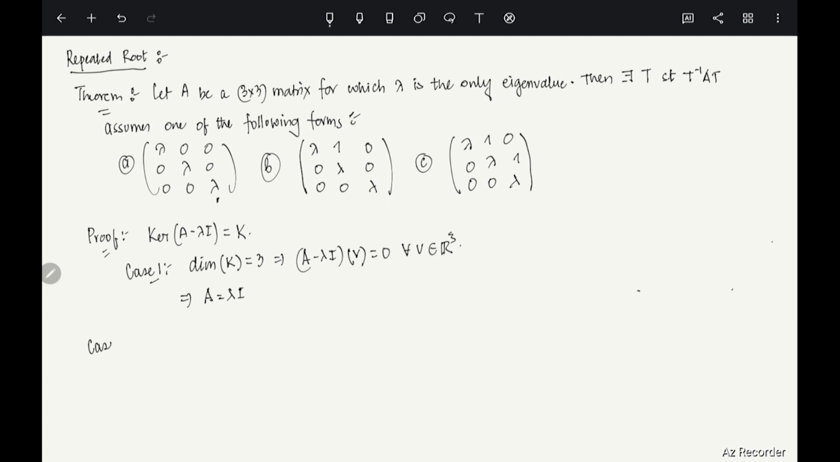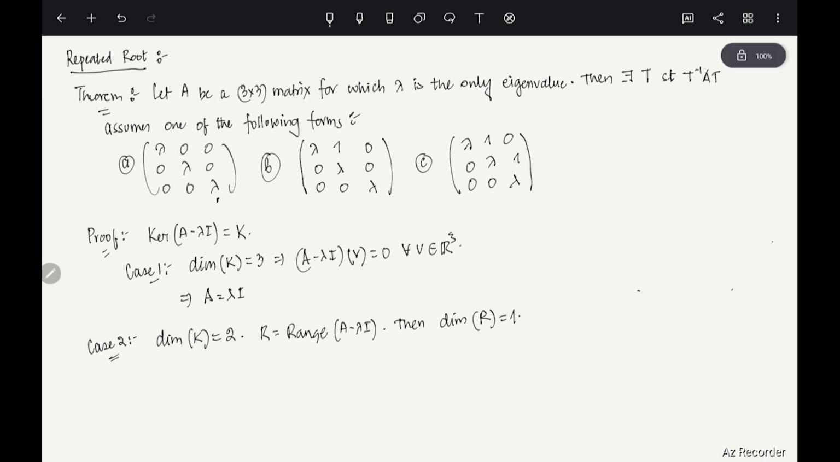Now come the difficult two cases. Case 2: let's say the dimension of the kernel is 2. We define R to be the range of A minus lambda I. Then, since the dimension of K is 2, you do realize that the dimension of R will be 1. Why? Because A minus lambda I is from R3 to R3, so the rank nullity theorem says that the dimension of R has to be 1. That is quite easy to see.